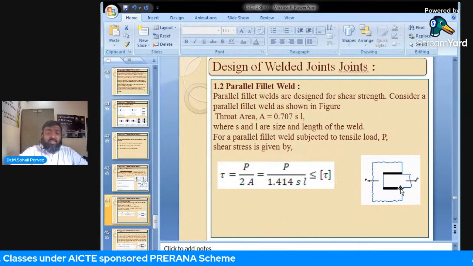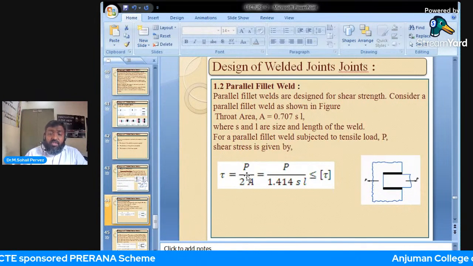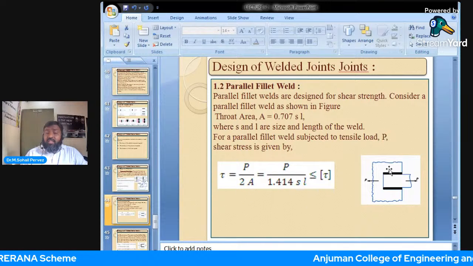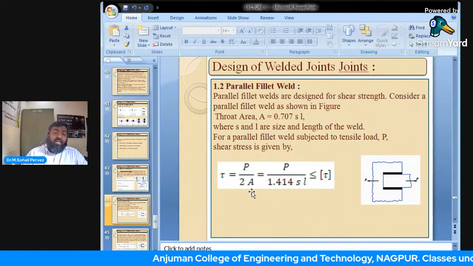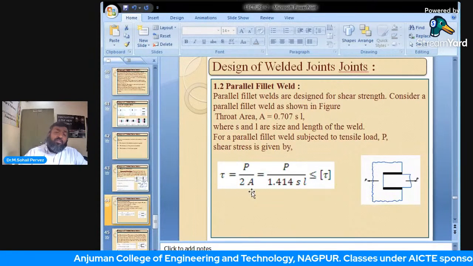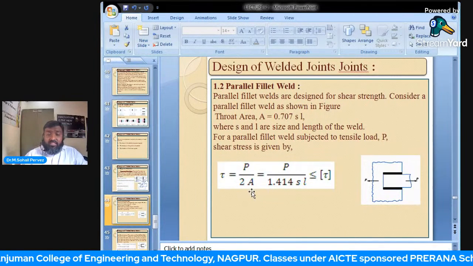So shear strength is tau, load per unit area. So for this double parallel, it is 2 times A. For single parallel, it would be P by A. Based on the same throat area, we'll calculate this.